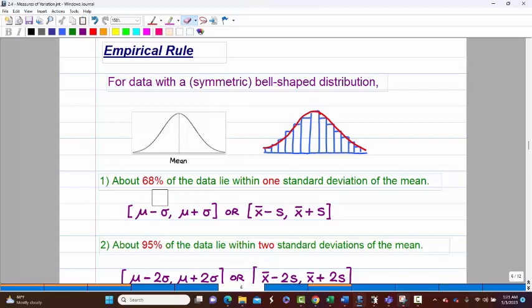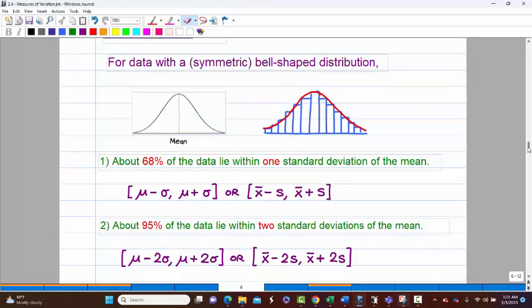Now this will generally hold true, but they need to be kind of larger data sizes. It doesn't really do you much good if it's only like 10 numbers or something like that, but it should hold very close to that if the graph is bell-shaped.